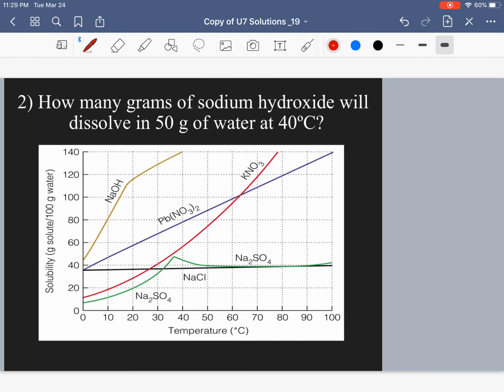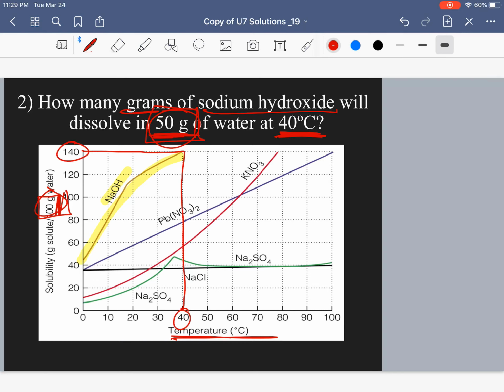Question 2, how many grams of sodium hydroxide, again, dealing with the same substance, here's our sodium hydroxide, will dissolve in 50 grams. What do you notice about this 50 grams? 50 grams of water, but what does this say? 100. So take note of that. We're going to talk about what that means here in a second. 50 grams of water at 40 degrees Celsius. So we're going to look down here at our temperature. Again, we're going to come back to this. We are looking first at how many grams at 40 degrees Celsius. So temperature 40 degrees, following it up until it meets our line, and we're at 140 grams.